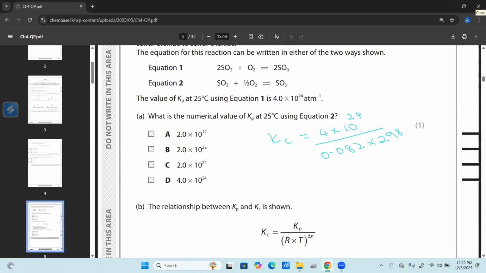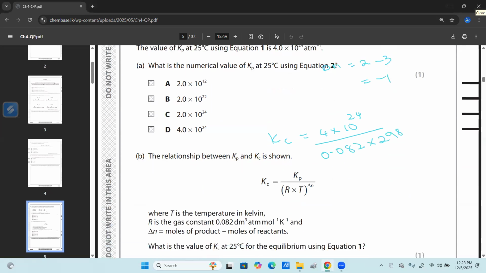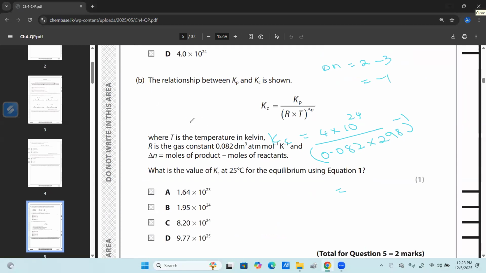Delta N is products 2 minus 3, so you get minus 1. Since this is minus 1, you can take it up. Then you will get the answer: if I take it up, 4 into 10 to the power 24 into 0.082 into 298.